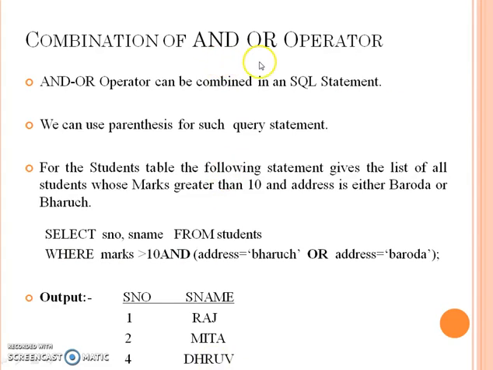We can also use AND and OR operators in combination with each other. Let us consider I want to find the list of all the students whose marks are greater than 10 and whose address is either Bharuch or Vadodara. The query would be: select S name and S number from students where marks is greater than 10 and address is equal to Bharuch or address is equal to Vadodara.